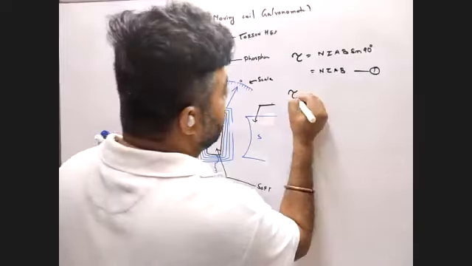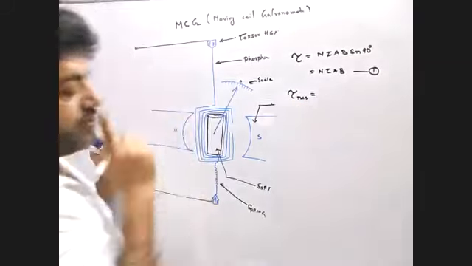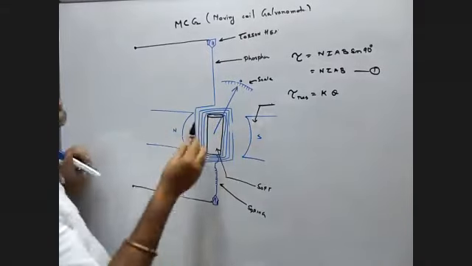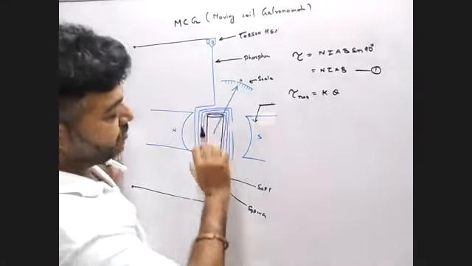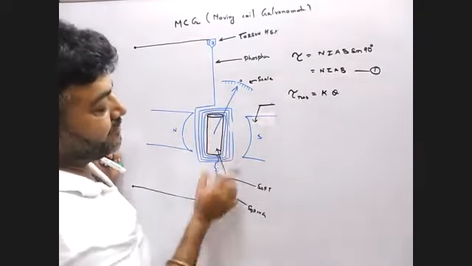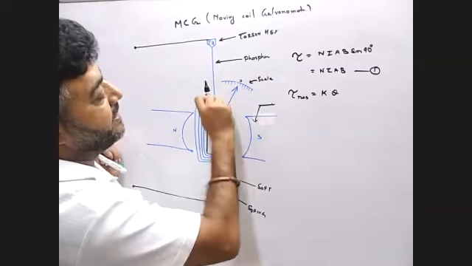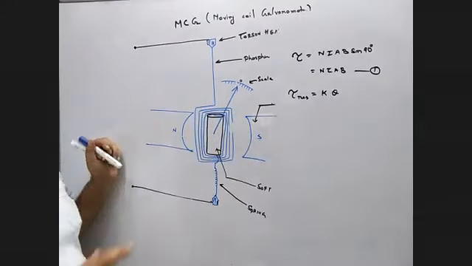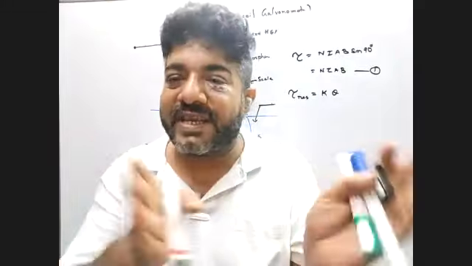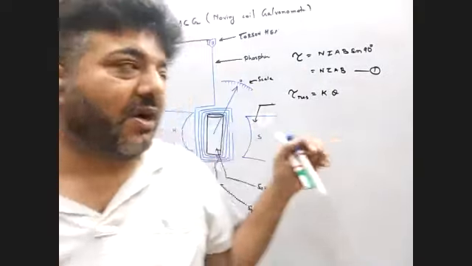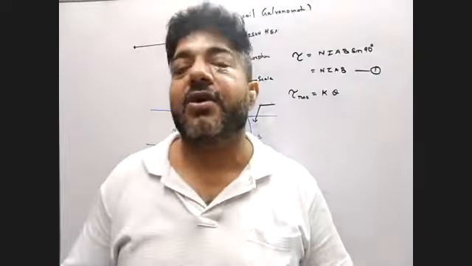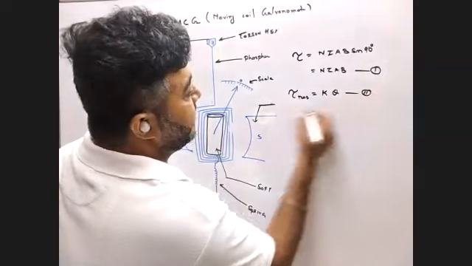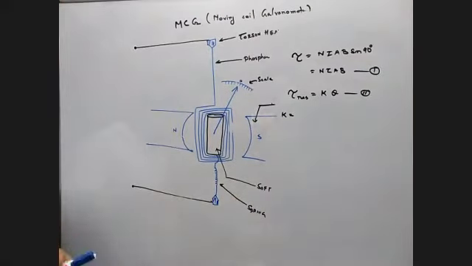So the restoring torque is equal to a constant into angle. Why? Because initially, suppose this angle is zero, as the torque is applied, it will restore and they balance at some angle. It means this rotated, and the spring balanced it, and it stopped here. So this angle is the twist, and on the basis of the scale, it is equally divided. So you can measure how much is the angle, meaning you can calculate how much is the current or how much is the voltage. Here, this K is a constant, called the torsional constant.